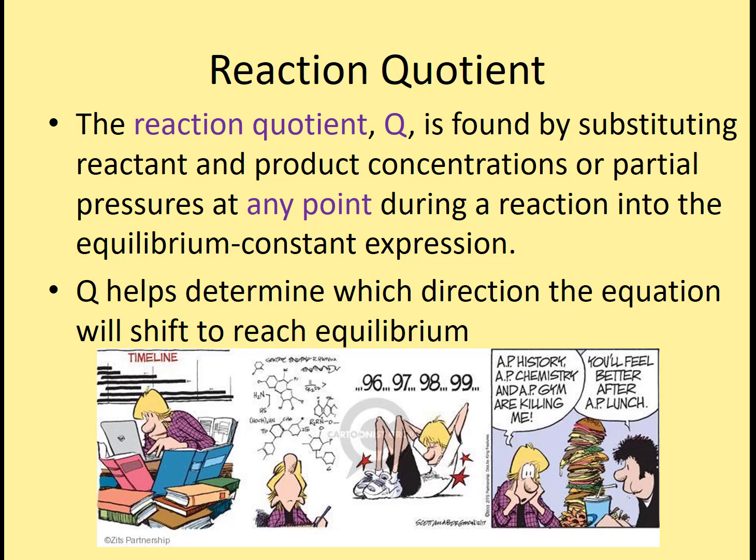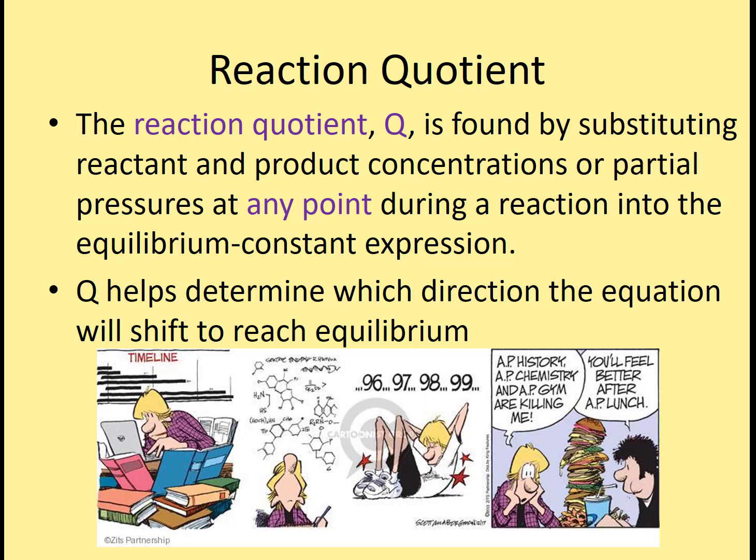In past problems, we've looked at where we start with just products and then it's going to shift to reactants, or we've started with just reactants that then we know it will shift to products. But what happens if we start with some products and some reactants? Where is the equilibrium going to shift? And will it be at equilibrium from the start? And so we need to know what's called the reaction quotient.